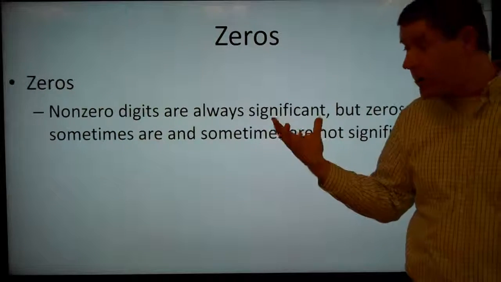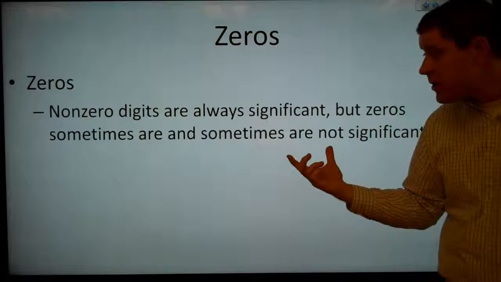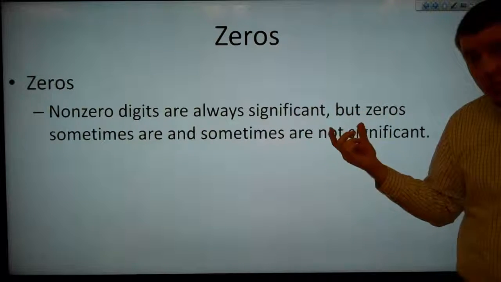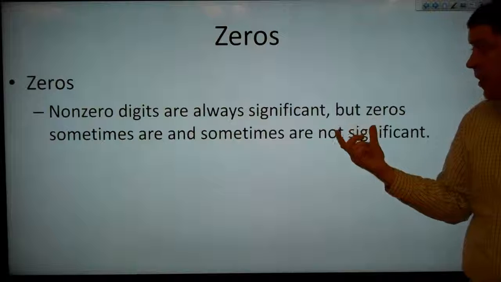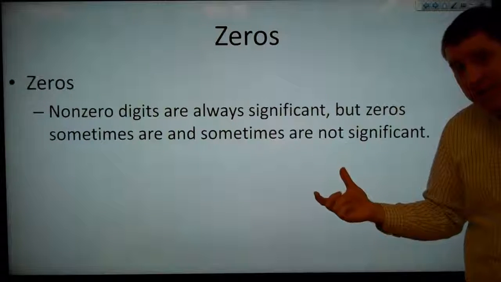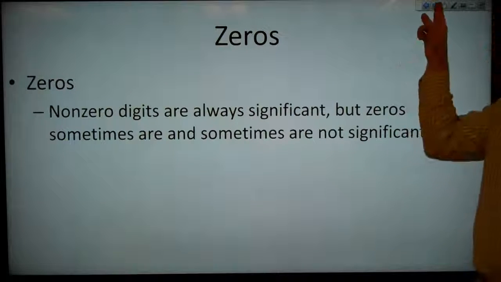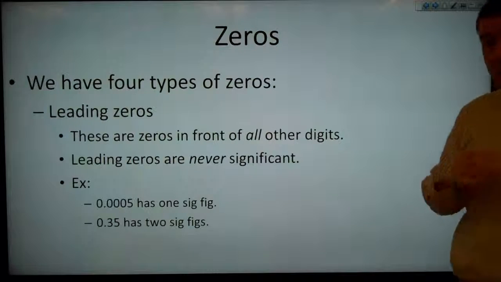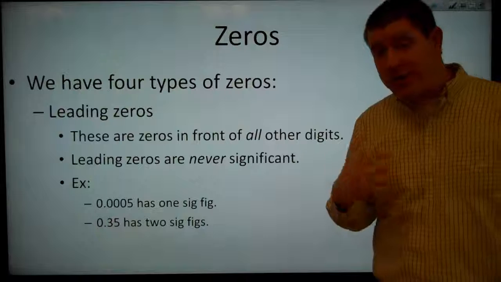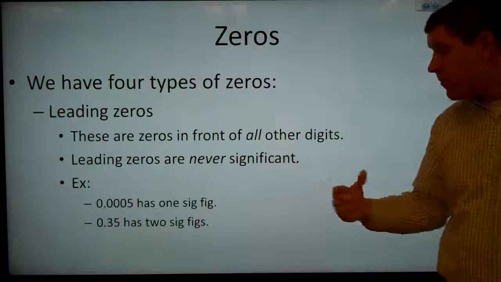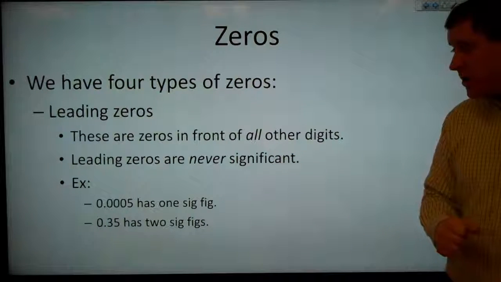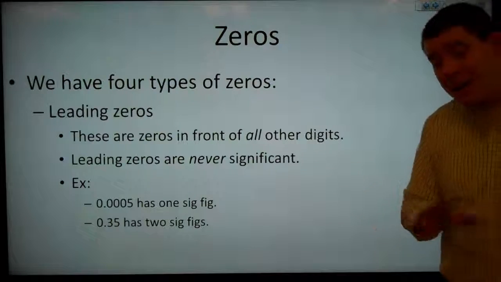Now let's look at zeros. Non-zero digits are always significant. We've already talked about that in the last video, but zeros sometimes are significant and sometimes are not significant. So we need to look at zeros a little bit more closely. We have 4 types of zeros. The first type is leading zeros. These are zeros in front of all of our other digits. Leading zeros are never significant.